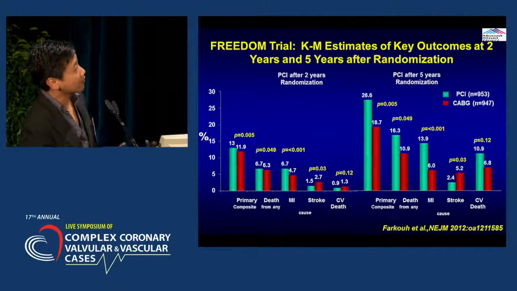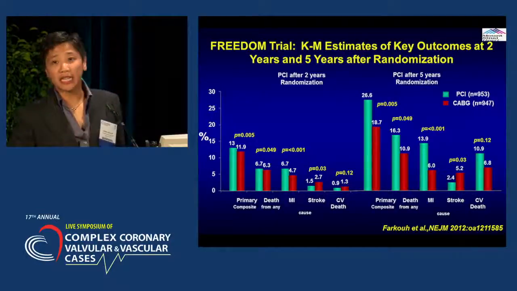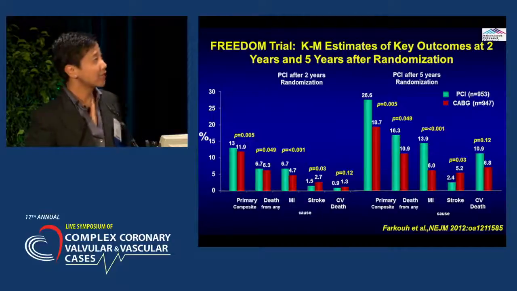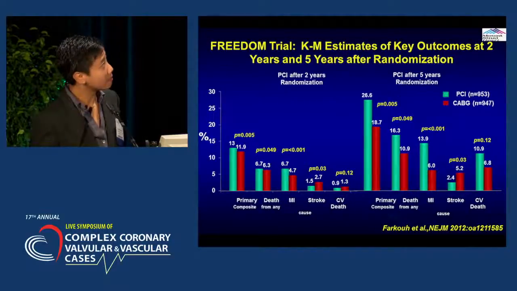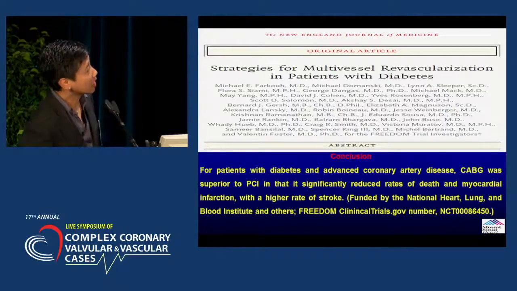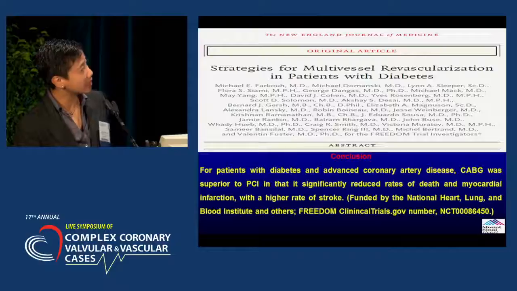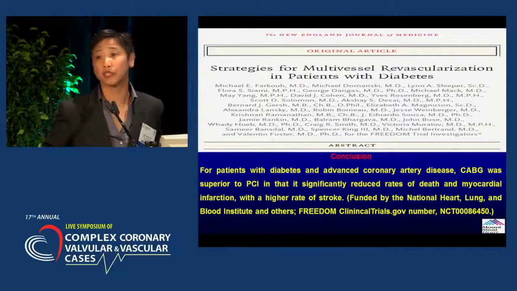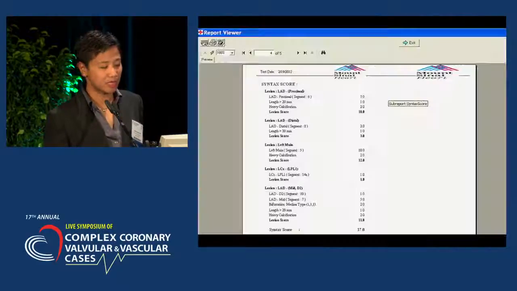At 2 years and 5 years, you see that for multivessel CAD with diabetes, you have to send for bypass. Everything is totally remarkable with the result with bypass patients. So for patients with diabetes and advanced CAD, CABG was superior to PCI in that it significantly reduced the rates of death and MI, with a higher rate of stroke. So there's a slight increase in stroke with CABG patients.